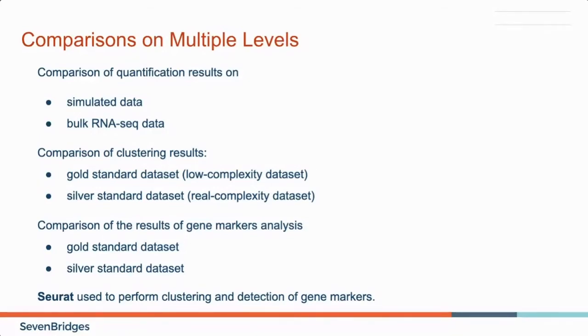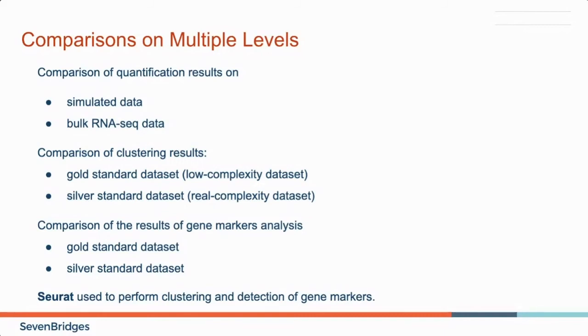So we compare the accuracy of the results produced with different tools on multiple levels of single-cell analysis. For the quantification level comparison, we simulated a single-cell dataset and also used a bulk RNA-seq data as a second approach. We also performed clustering and gene marker comparisons using interactive analysis based on Seurat package. And for this purpose, we use 2 datasets that are labeled as gold standard and silver standard. And this gold standard dataset is a low complexity dataset created as a mixture of 3 human cell lines that are mixed in equal proportions.